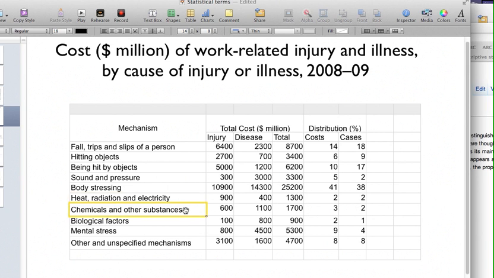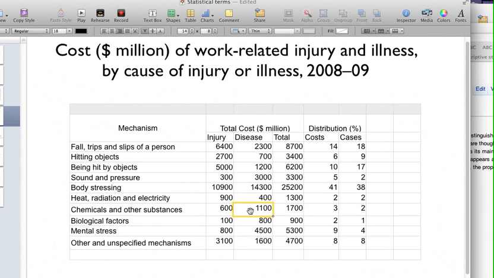Chemicals and other substances, probably that's pretty straightforward, but when you look at it, there's 600, this is cost in millions of dollars, so there's another whole question that comes up about costs. How did they actually allocate the costs? How did they measure that? What's the measurement of the cost in millions of dollars? There is some talk of that in the report, but I didn't understand it.